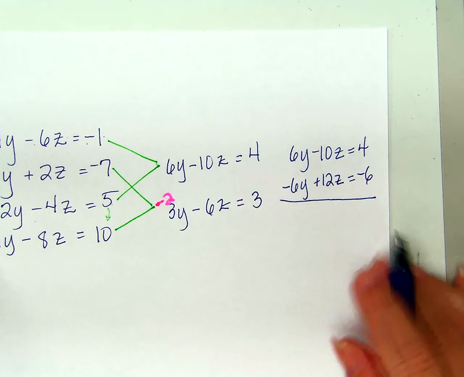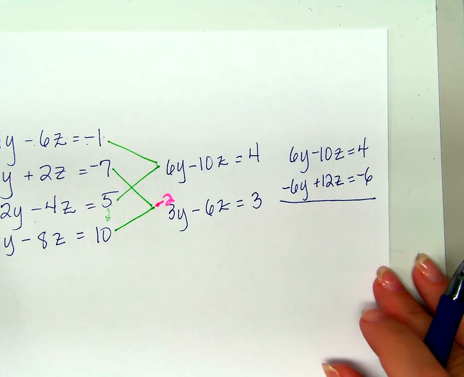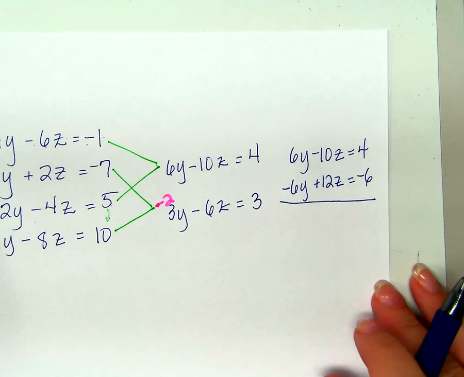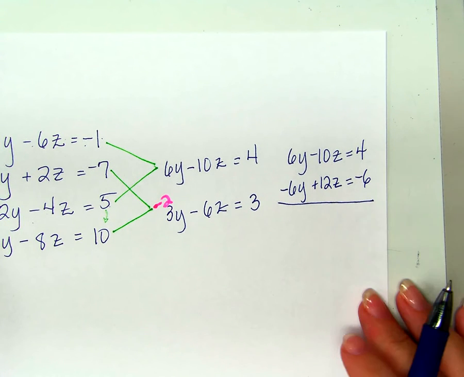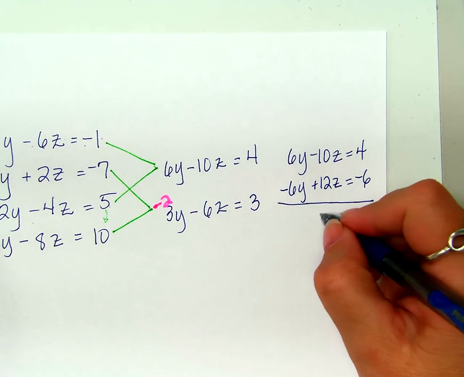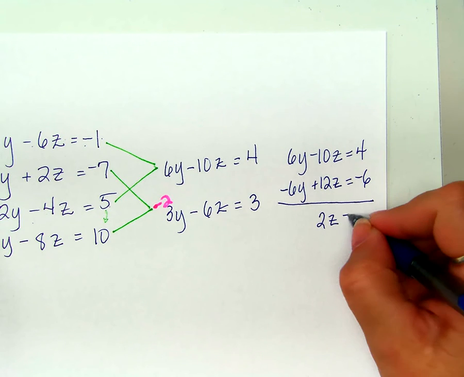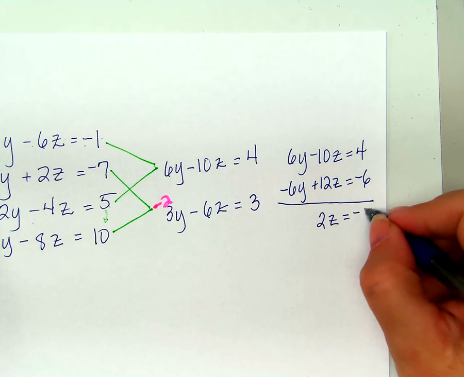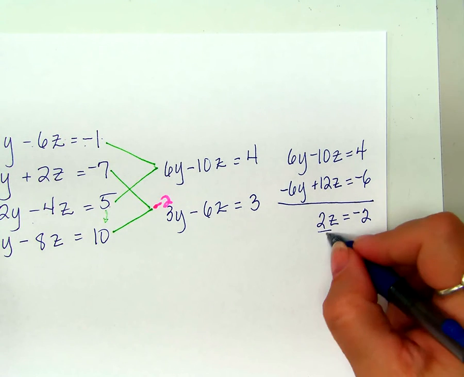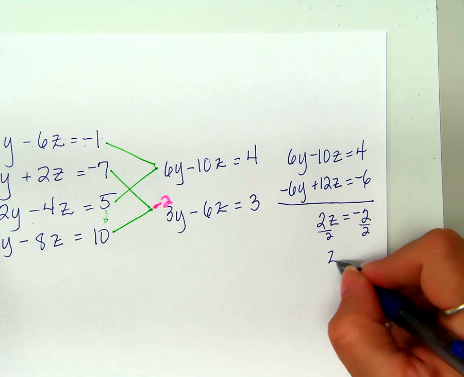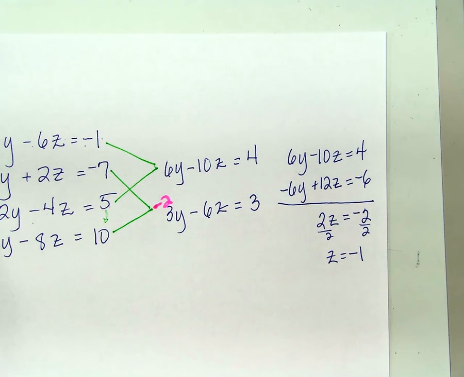Now when I combine them, what happens to the y? It goes to 0, right? It's eliminated. What happens with the z's? 2z equals negative 2. Z equals negative 1.